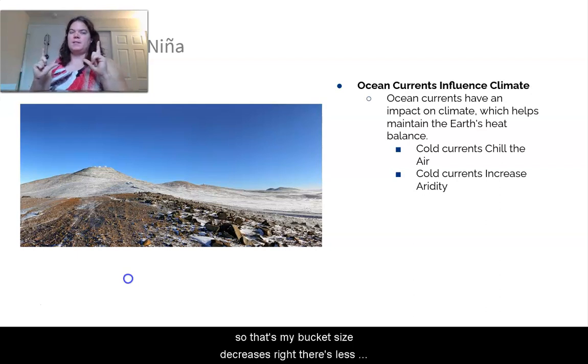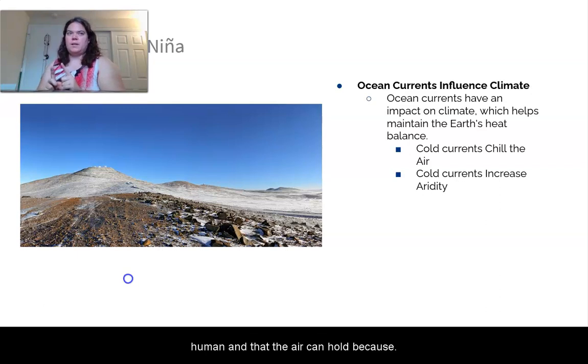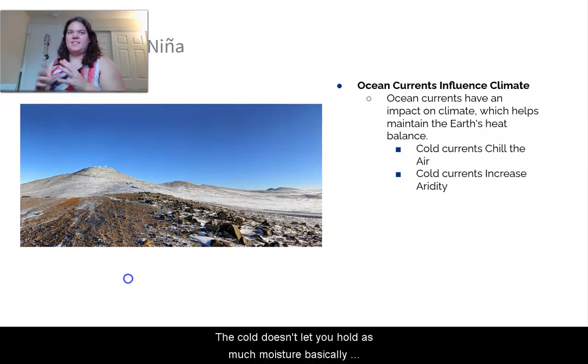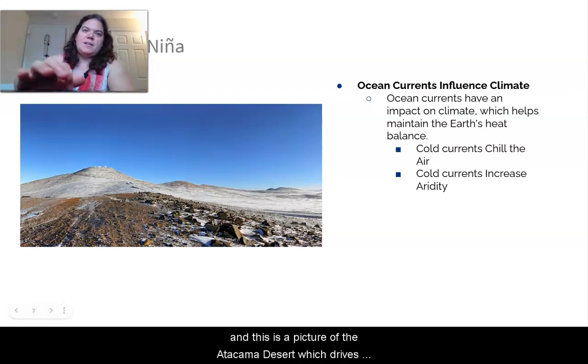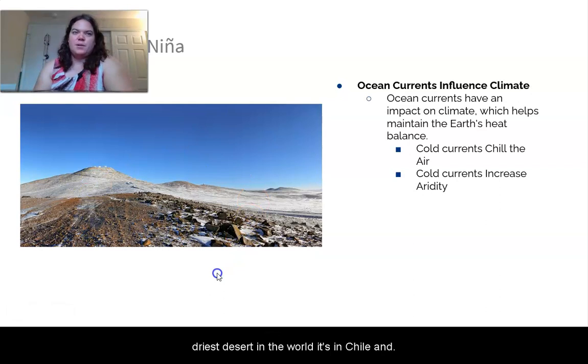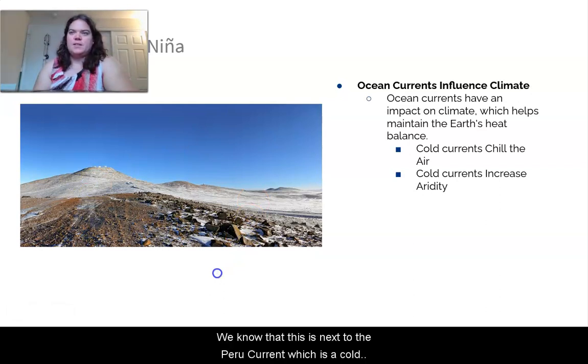Cold currents will chill the air, which means it increases aridity, or it dries out the air. So as my bucket size decreases, right, there's less humidity that the air can hold, because the cold doesn't let you hold as much moisture, basically. And this is a picture of the Atacama Desert, which is the driest desert in the world. It's in Chile. And we know that this is next to the Peru Current, which is a cold current.